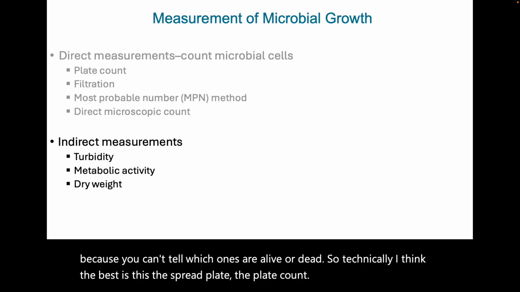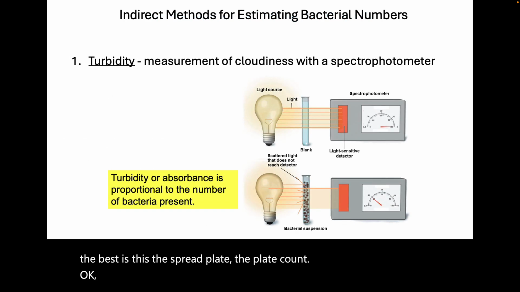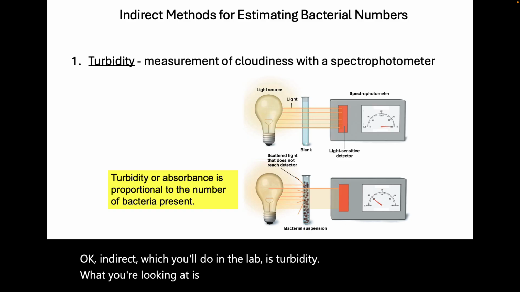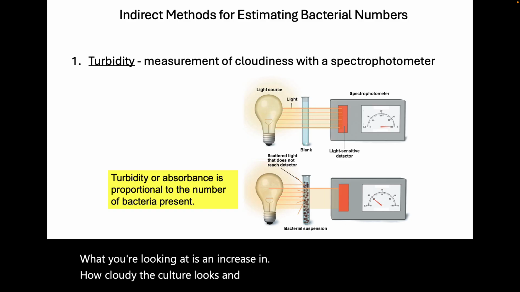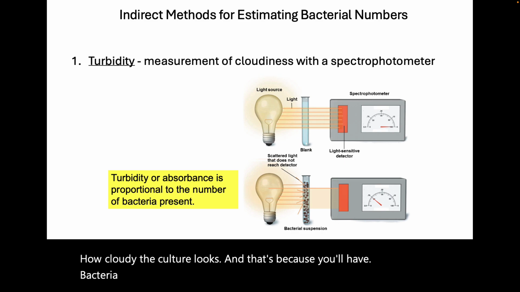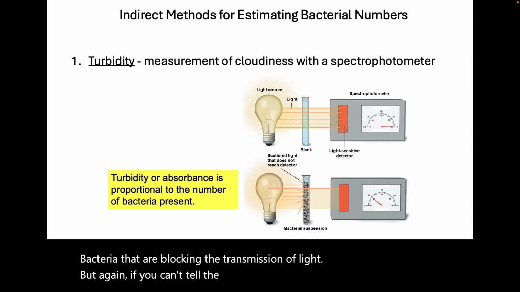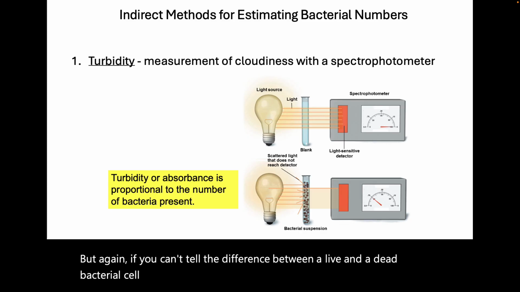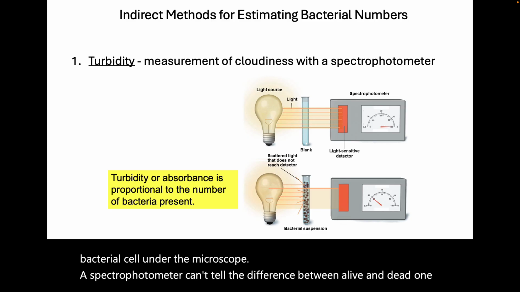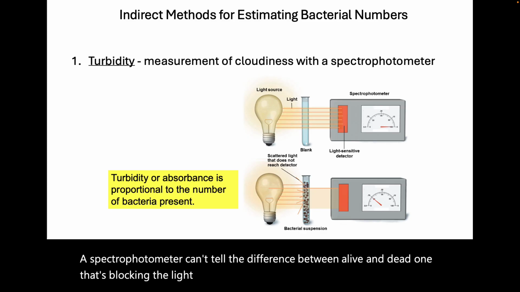Okay, indirect, which you'll do in the lab, is turbidity. What you're looking at is an increase in how cloudy the culture looks, and that's because you'll have bacteria that are blocking the transmission of light. But again, if you can't tell the difference between a live and a dead bacterial cell under the microscope, a spectrophotometer can't tell the difference between a live and dead one that's blocking the light. Dead bacteria block the light just as well as live bacteria.